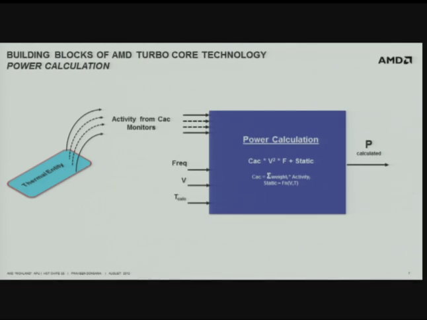OK, so the first step towards building the control loop that you need for the boost algorithm: first, you need to have a notion of calculated power. For that, we have activity sensors throughout the die. For each of the thermal entities, activity is monitored over a certain period of time, and you get a notion of AC capacitance, or CAC. And as most of you know, the simple equation for dynamic power is CV squared F, using the voltage and frequency at which this particular thermal entity was operating in the previous time period. Static power is a function of temperature and voltage. So we can calculate power using this step.